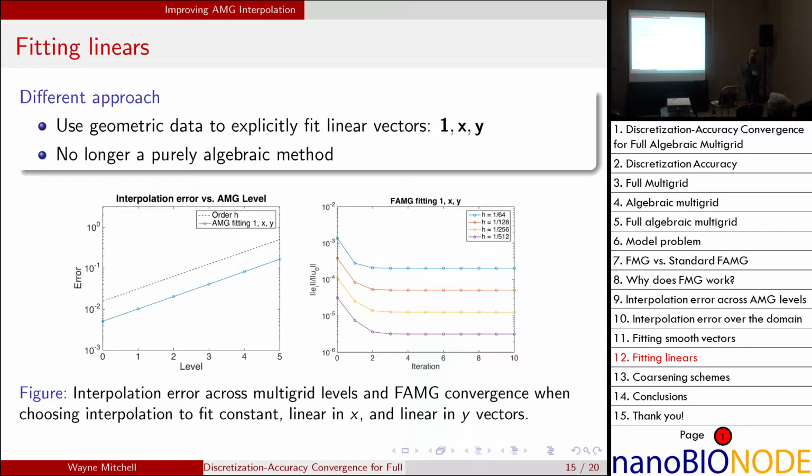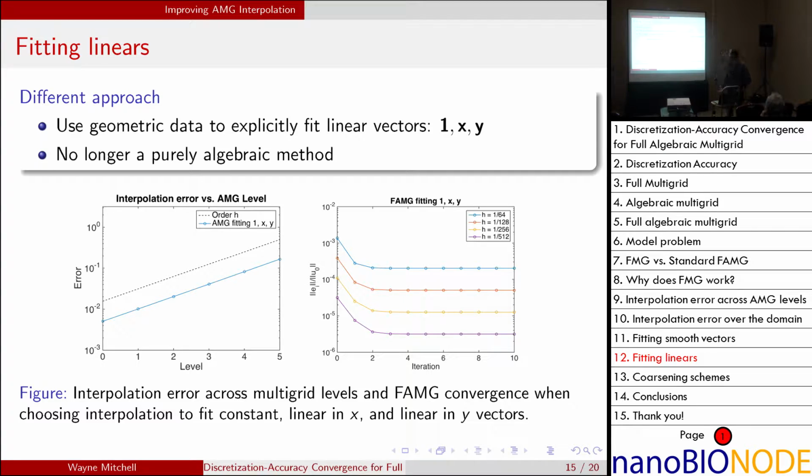We tried several things to fix up AMG interpolation, and this is another thing that we tried. And that's to use some geometric data. So we're no longer going to be a purely algebraic method. We're going to use the locations of the degrees of freedom over the domain, and we're going to use that information to explicitly try to fit linear vectors. So fit the constant, fit a linear vector in x, and fit a linear vector in y. You can do that with, I used just a constrained minimization there.